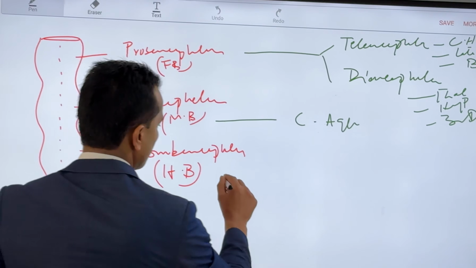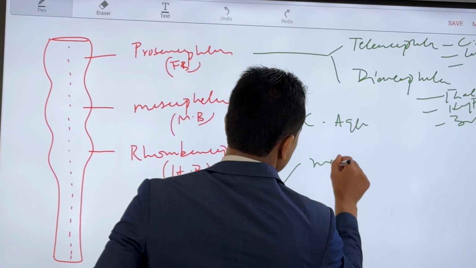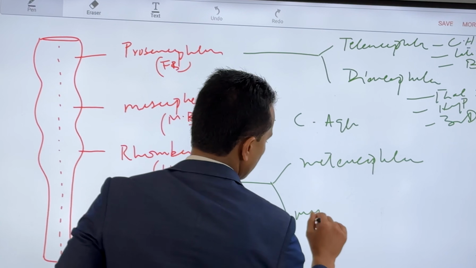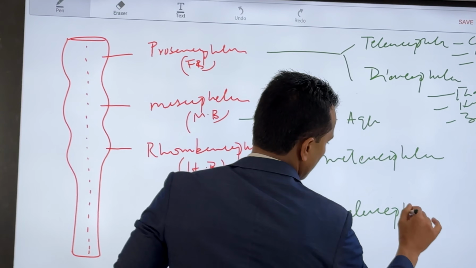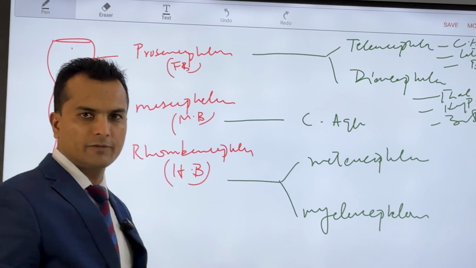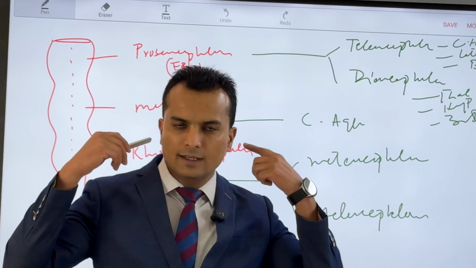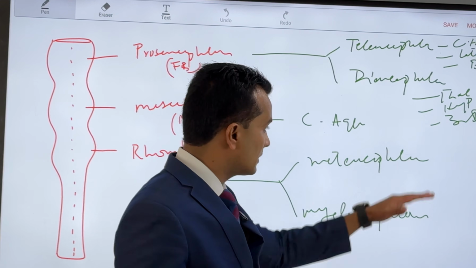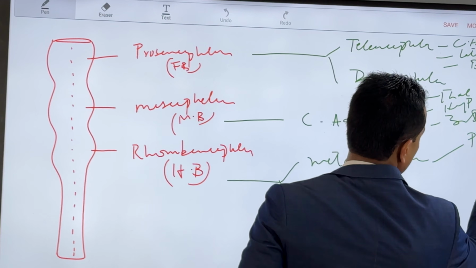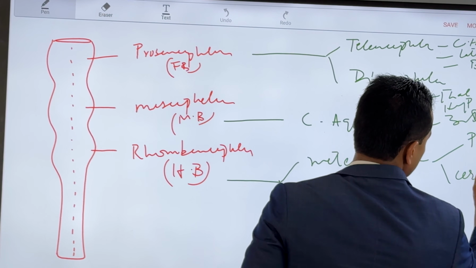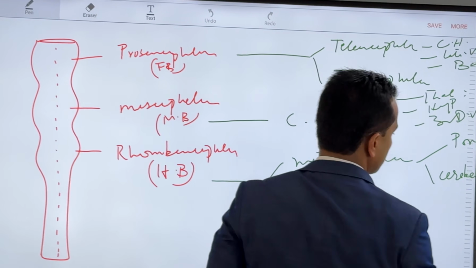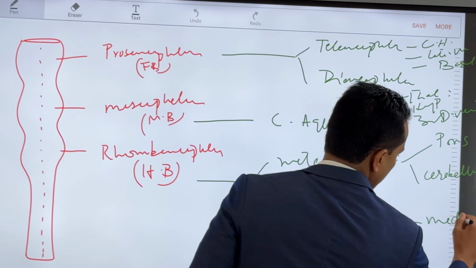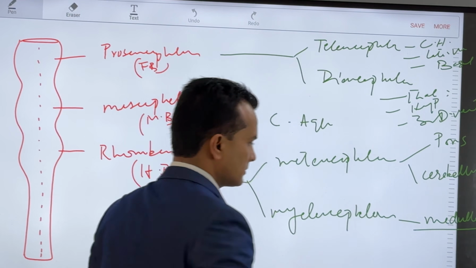Then in the rhombencephalon, we have two subdivisions: metencephalon and then myelencephalon. So it means we are now at the level of the brain stem. What are the derivatives in the metencephalon? We have pons and cerebellum. And in the myelencephalon we have medulla and its associated structures.